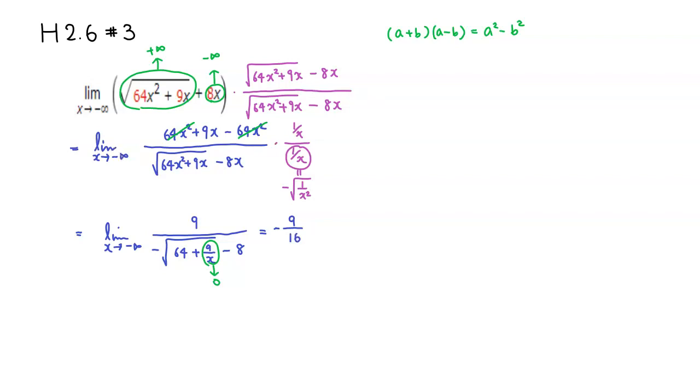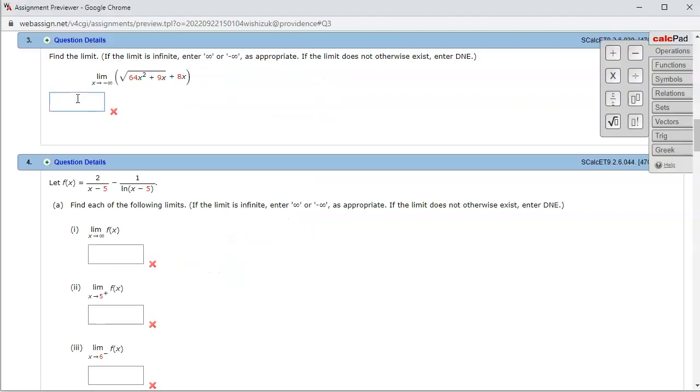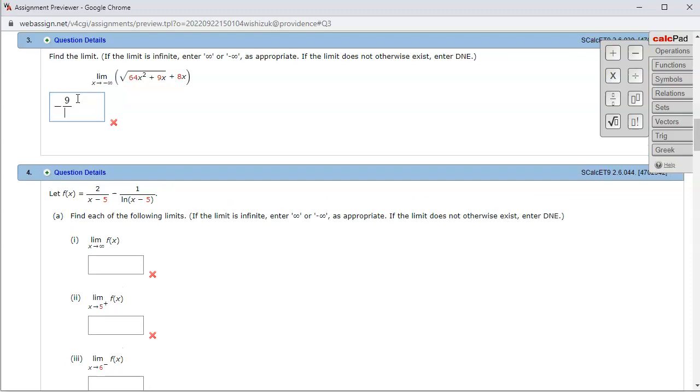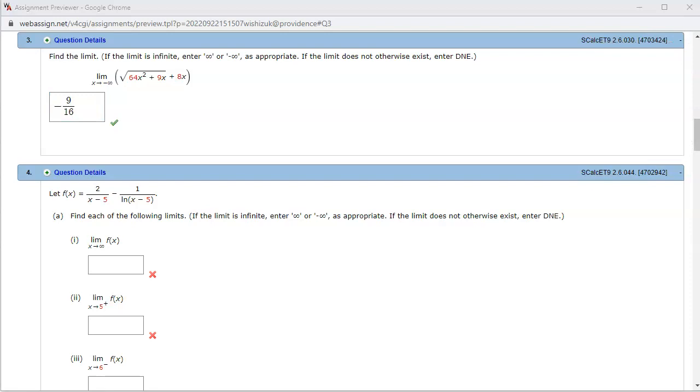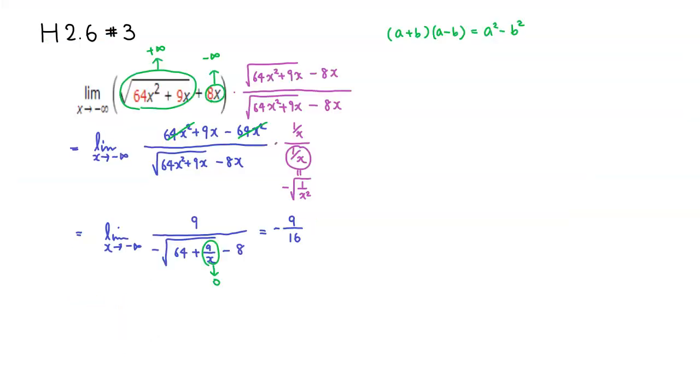So let's type it in. We got negative 9 over 16. Let's check the answer. All right, I came back and it looks like we got this one correctly. That's it. I hope that this was clear.